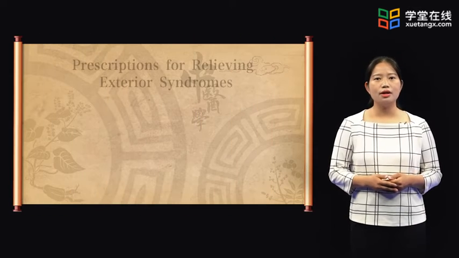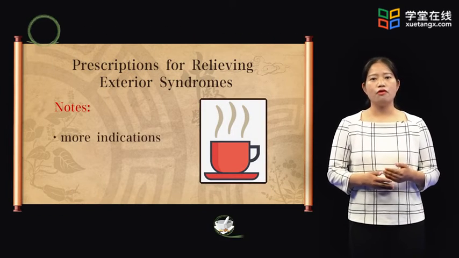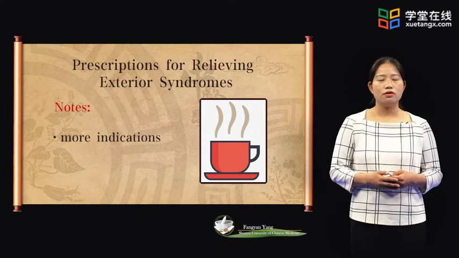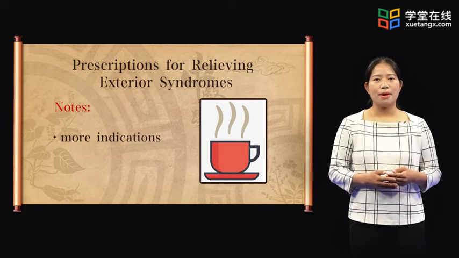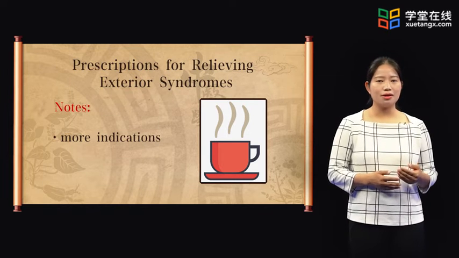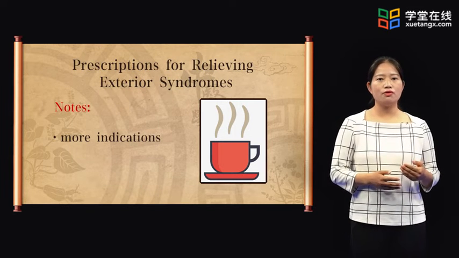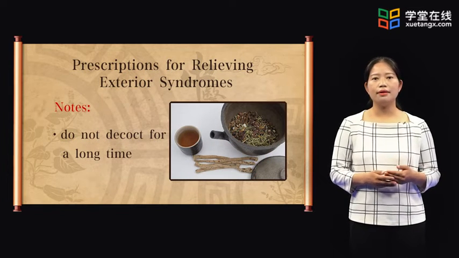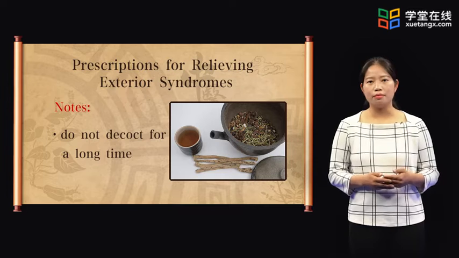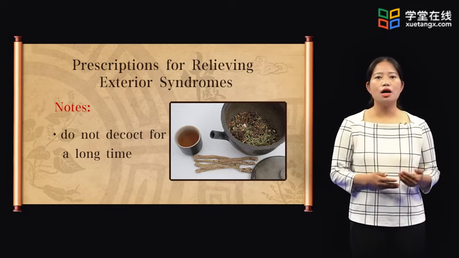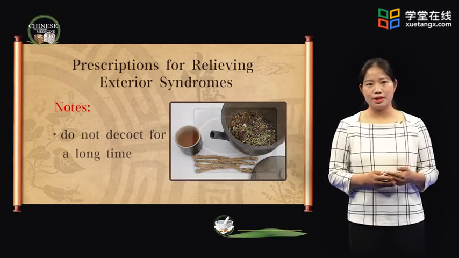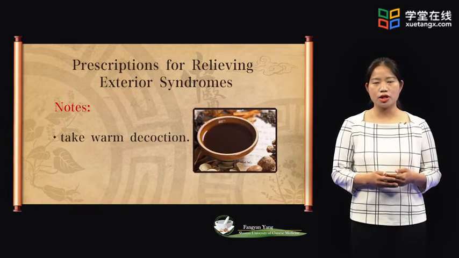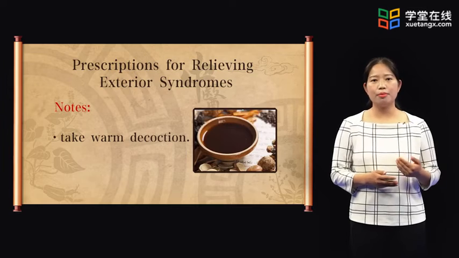Here are some notes. First, the functions of prescriptions for relieving exterior syndromes are inducing diaphoresis, expelling pathogenic factors from muscles and skin, and promoting eruptions. Second, this kind of prescription cannot be decocted for a long time, in order to prevent the drug property from dissipating. Third, the patient should take the decoction warm and pay attention to keeping warm.